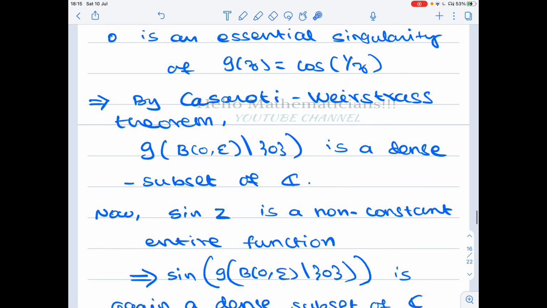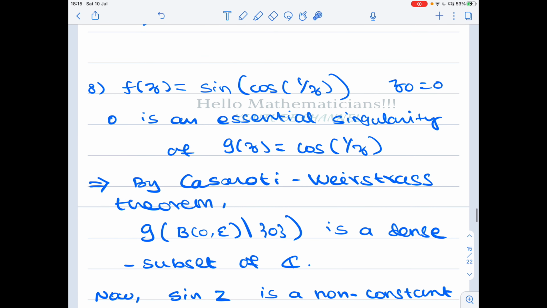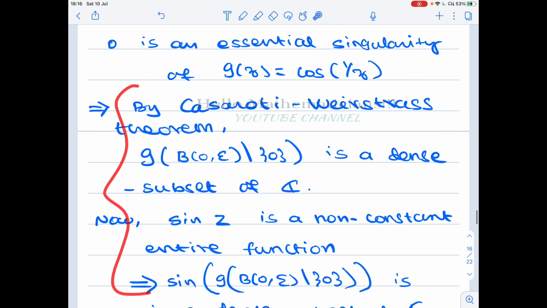This is a very different technique. From that you can observe that if something is an essential singularity of a function, when you compose it with an entire function, the resulting function will still have an essential singularity there. The proof uses the same argument.